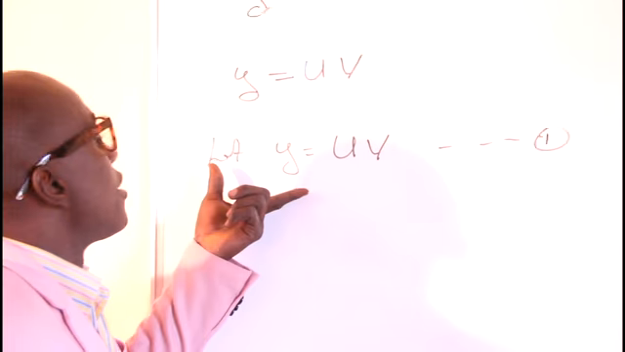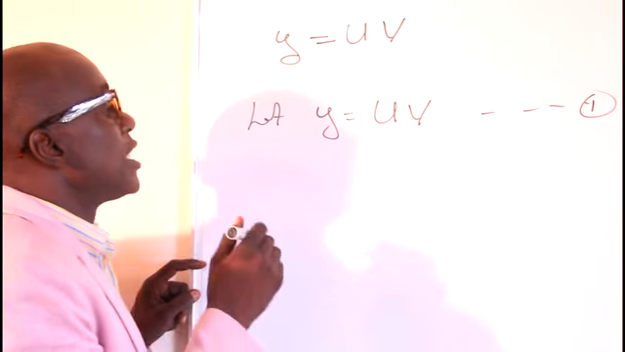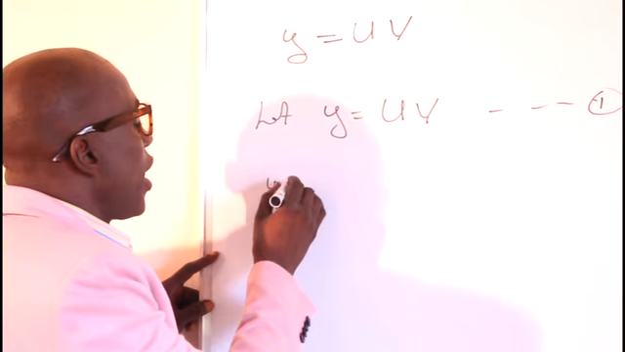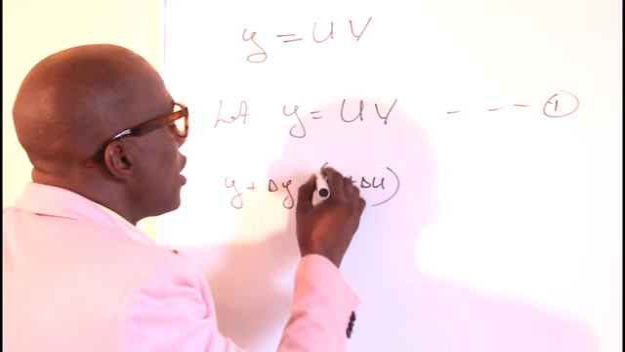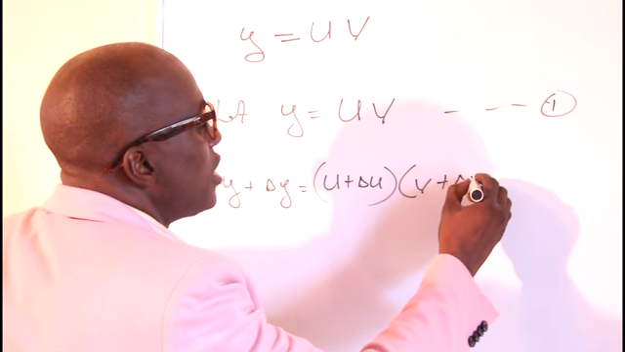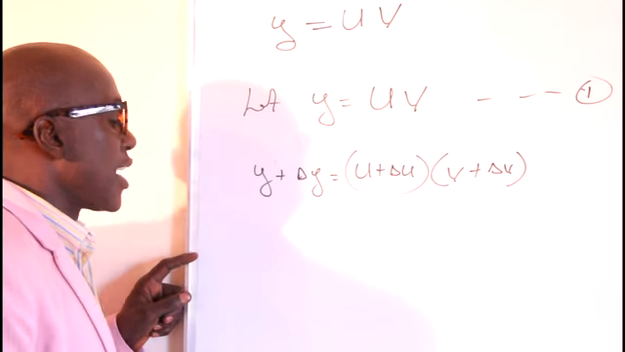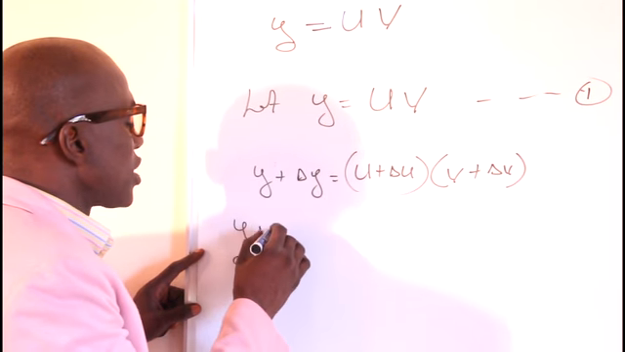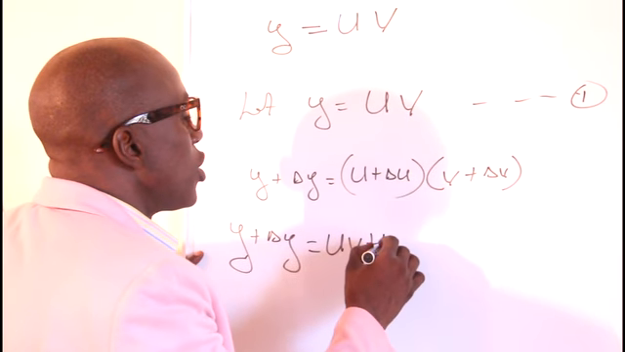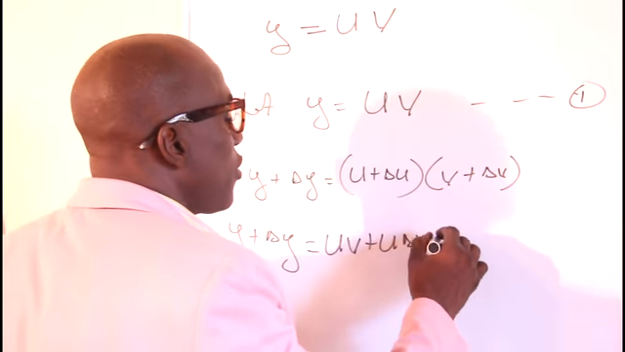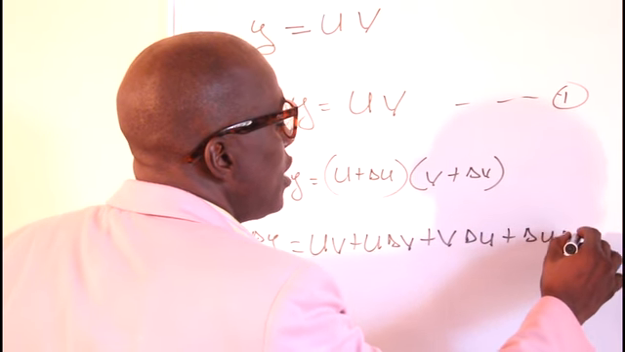Then increments in these two functions will affect the increment in the dependent function. That will give us y plus change in y equal to u plus change in u times v plus change in v. Then you can expand the right-hand side. That will give us y plus change in y equal to uv, plus u dv, plus v du, plus du dv.